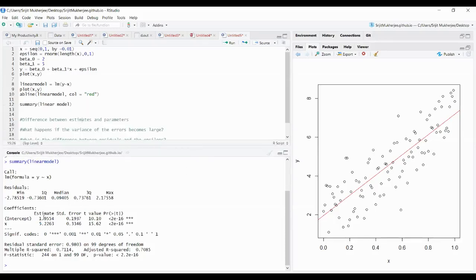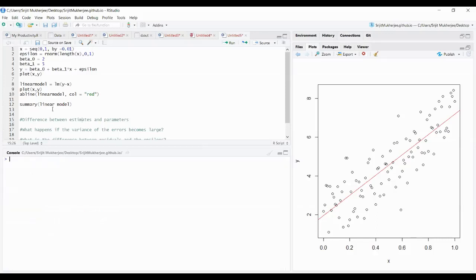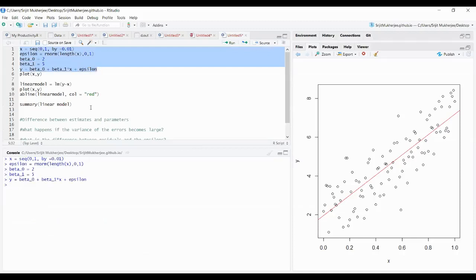So you have understood that beta naught hat and beta 1 hat are actually different from beta naught and beta 1. Okay, so let's do another experiment. Let's do this again. And you will see that the beta naught hat will be changing. So the hats are actually random variables, not the parameters.